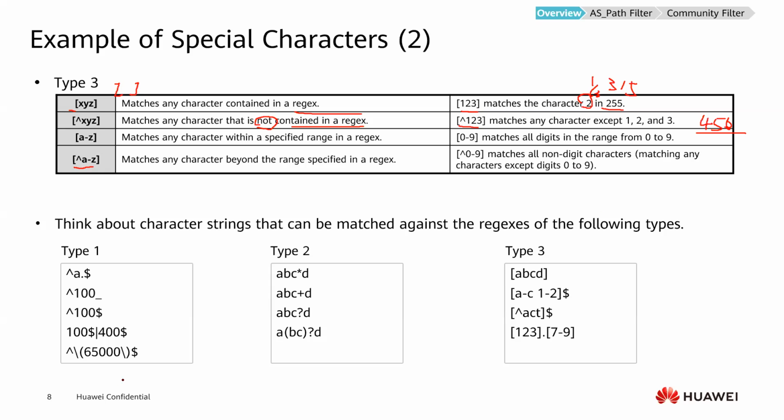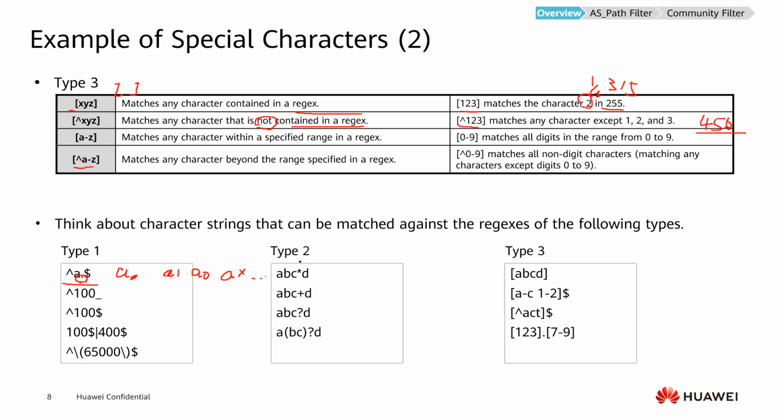Okay, so let's do some tasks and examples. For example, for type 1, we use this: caret A dot star dollar. That means you will match a character string that starts with the character A and ends with any characters. Because the dot matches any character, you can match A1, A0, AX, and so on, right?